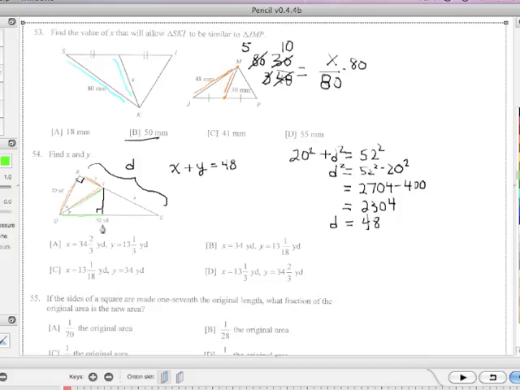I guess it shouldn't be too much of a leap. So this distance here has to be 20, and that means this distance over here, from here to here, has to equal 32, because we know it adds up to 52.